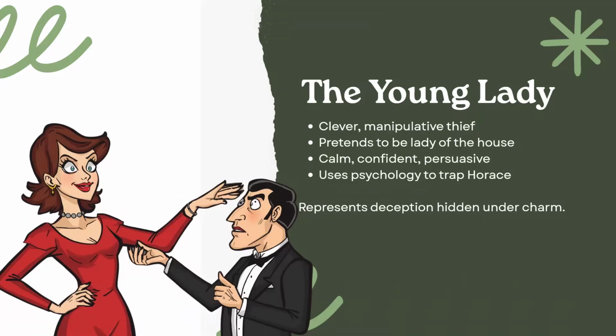Along with Horace and the young lady, there are some other minor characters like the housekeeper who worries about Horace's health, servants leaving the house which enables the theft, and the real lady of the house who later denies knowing him. These characters help build the plot tension.